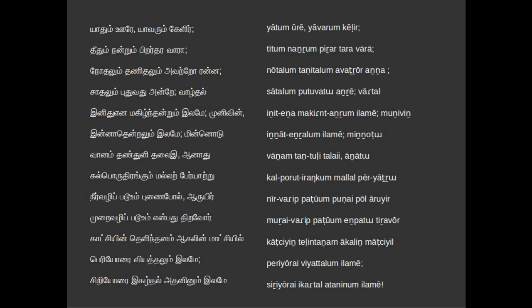Yavarum keler. Yavar means which people. Yavarum, whichever people, every people. Keler means friends or relatives or people who belong to you. So every place is like our own place, and every people is like our own people. Tidum nandrum pirar taravara. Tidu is something which is bad or evil or hurtful or painful to you. Nandru, which is good or auspicious or pleasant to you. Pirar tara, pirar, other people. Tara, by their giving. Vara, they do not come.